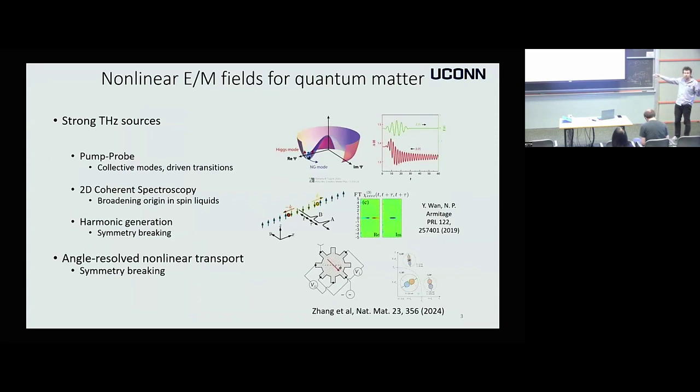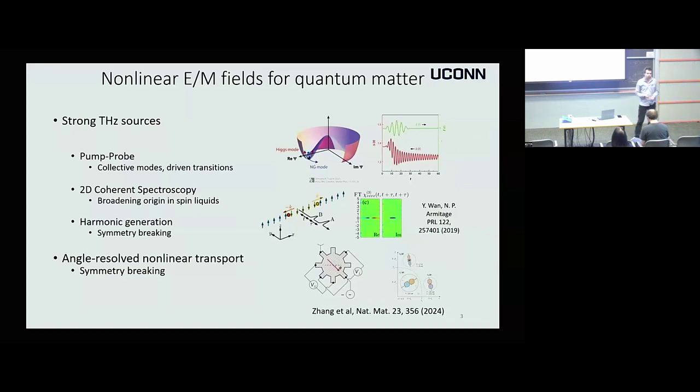Then harmonic generation is a familiar application that allows us to probe symmetry. For example, second harmonic generation implies inversion symmetry is broken in our material. And recently, using some nanopatterning and stuff like that, people have also used this in the DC limit to probe the emergence of symmetry-broken phases in 2D materials.